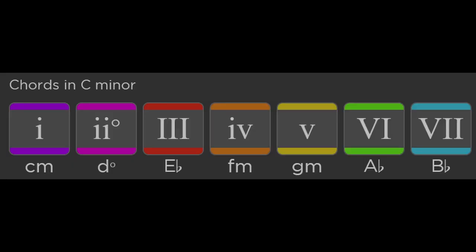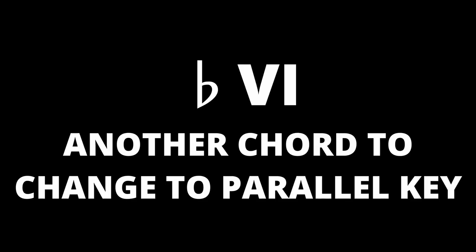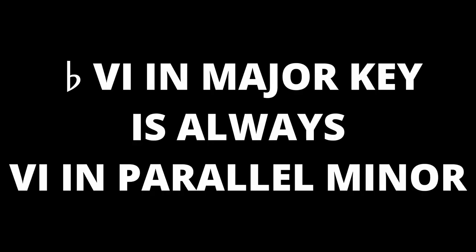If you remember from earlier, A flat major is the 6th chord in the key of C minor, so this presents us with a new opportunity to change to the parallel key. This will work with any major key. The rule is always the same. The flat 6th chord of a major key is the 6th chord of its parallel minor key. If you'd like more help with flattened degree chords, we have a couple of videos in the description below.